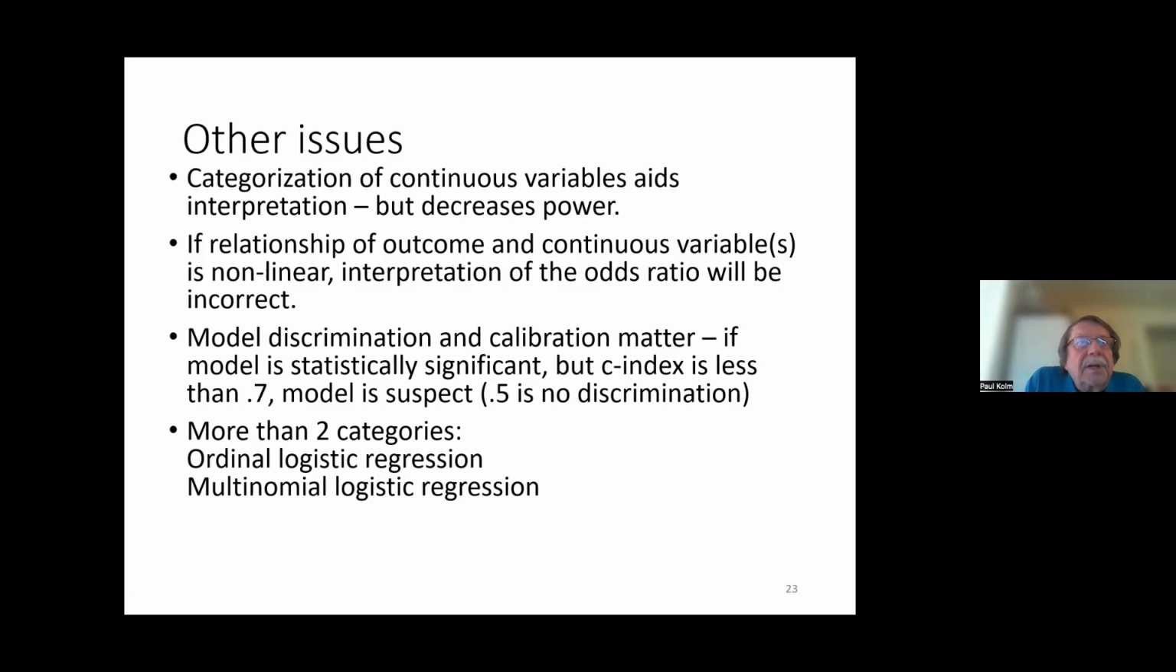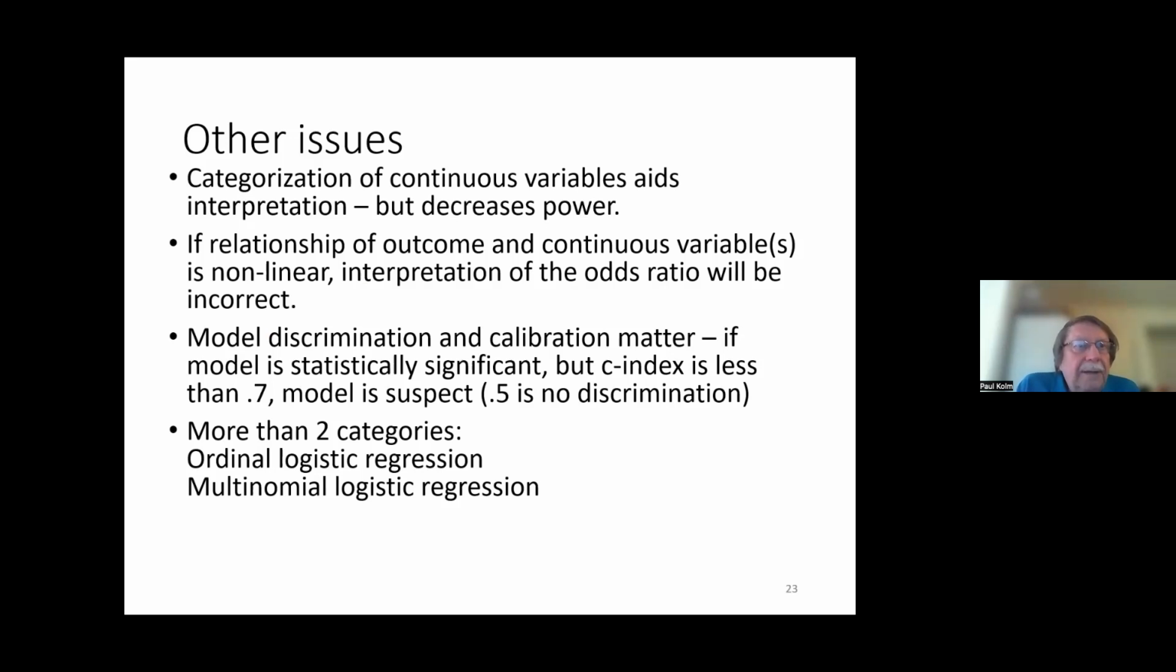So just to sum up, if you have continuous variables and you want to make categories out of them, that helps in interpretation, but know that it decreases the power of your study. And then if the relationship between your outcome and any continuous variables is actually nonlinear, then you can't really interpret the odds ratios as you normally would, because remember, this is looking at linear relationships.